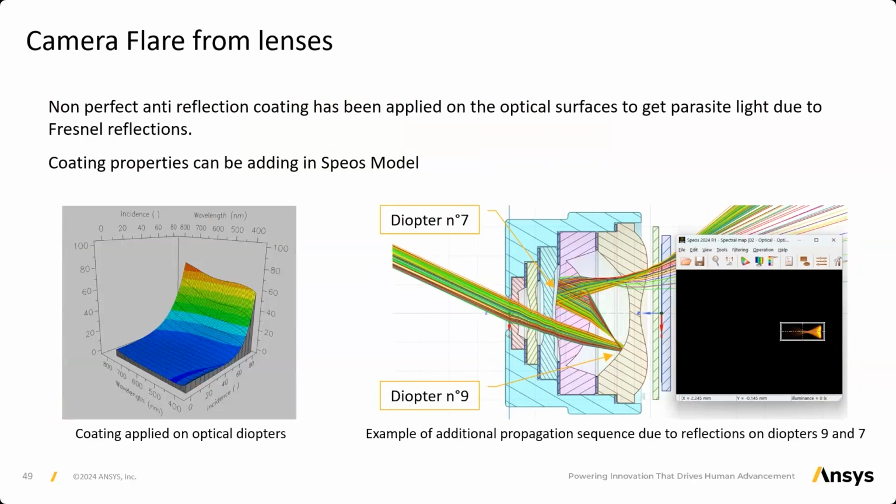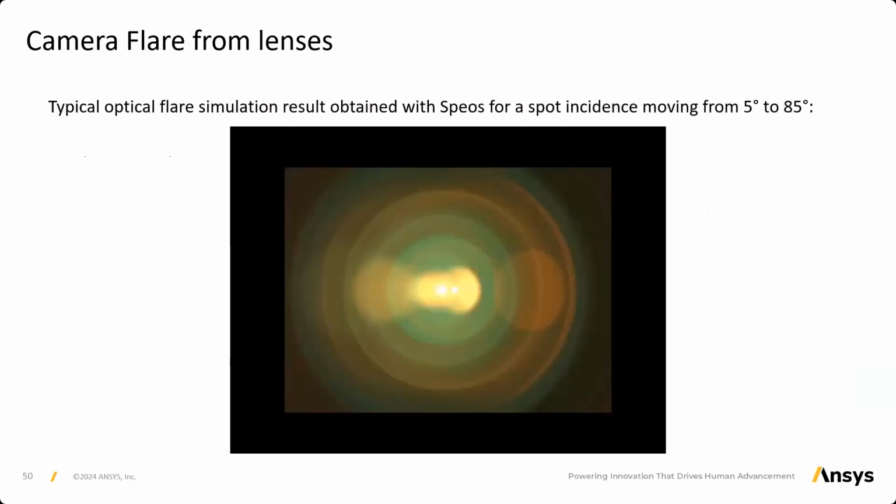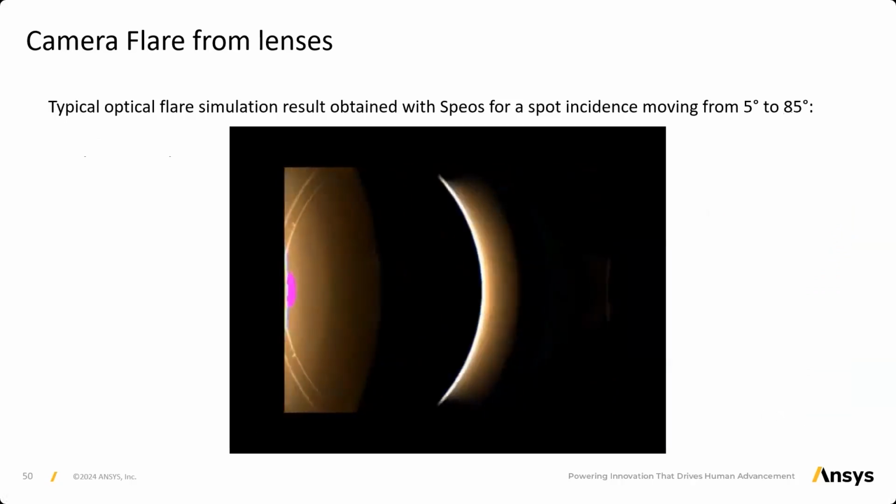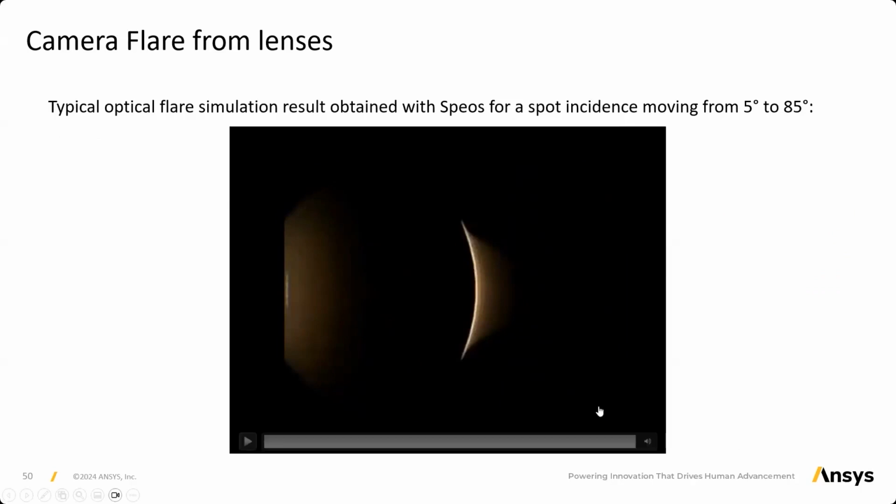So this is the first simulation, the first contribution, due to a reflection on the lens, the optical part of the lens. That's mainly due to non-perfect coating we may have on the lens. And here we can see one example of a light sequence, but we can simulate a lot of those sequences. So here we can see the optical flare versus the incidence of the light source.